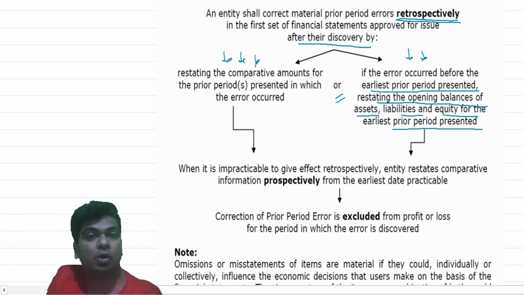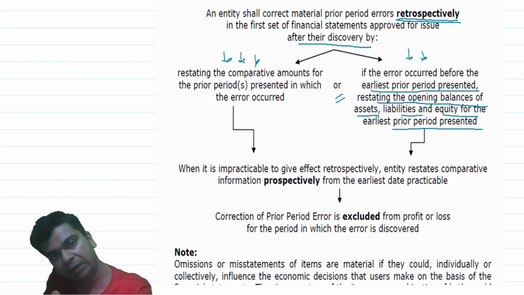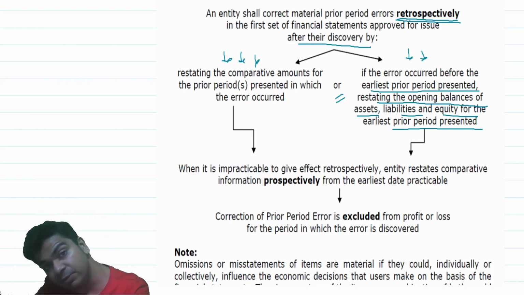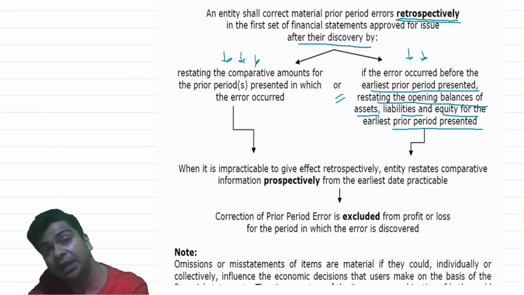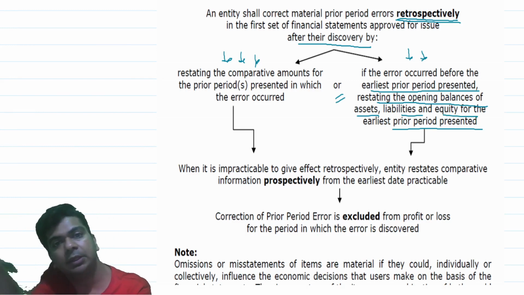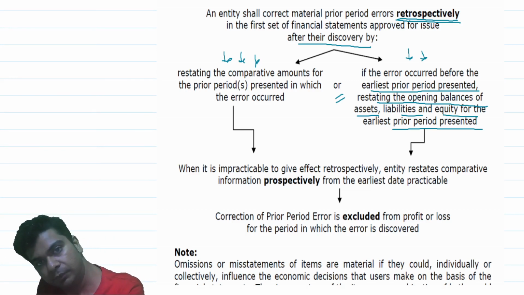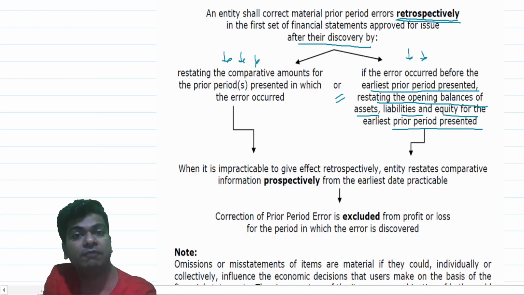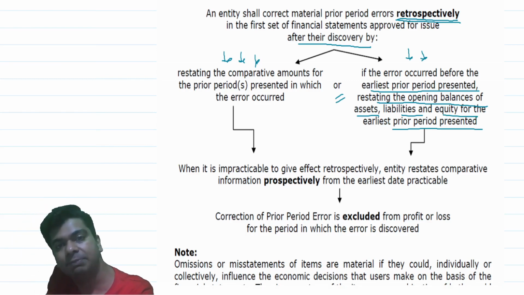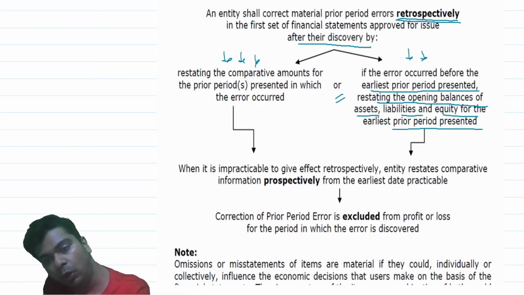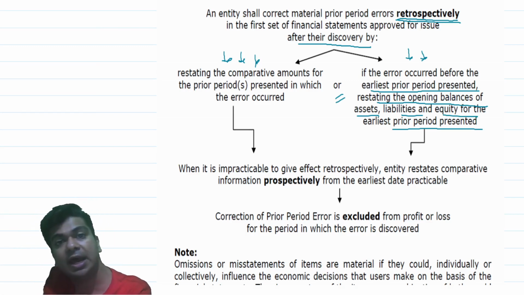By chance, let us say you are giving 2 years comparatives. You are giving current year information, previous year, and even before that also. And if the error was committed even before the second year for which comparative was given, then the beginning of that particular year. It's a very rare situation. Normally, we will be giving comparatives only for the immediately preceding year. And hence, at the beginning of the immediately preceding year, you need to restate the opening balances of the affected asset or the liability, or maybe simply the item of equity.